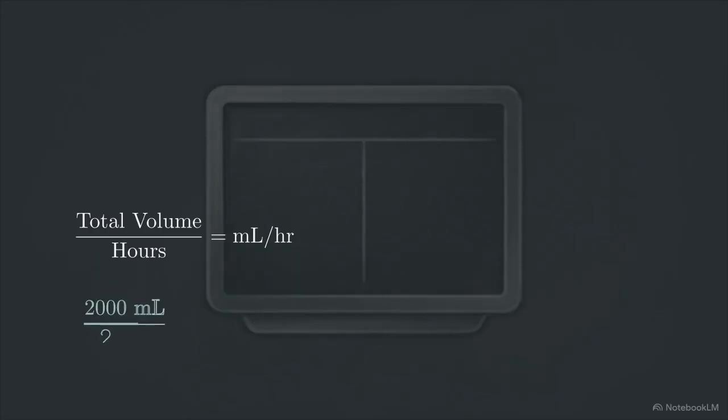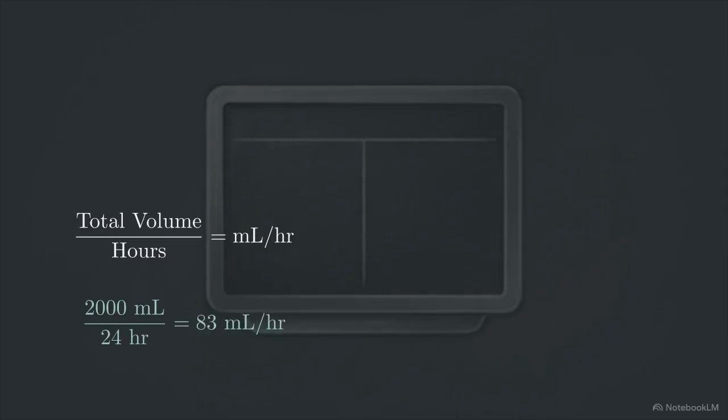This universal formula simplifies tube feeds and total parenteral nutrition. While the terms are clinical, the math is straightforward division. Take the total ordered volume and divide it by the total hours. A 2,000 milliliter TPN bag ordered over 24 hours equals an output of 83 milliliters per hour.